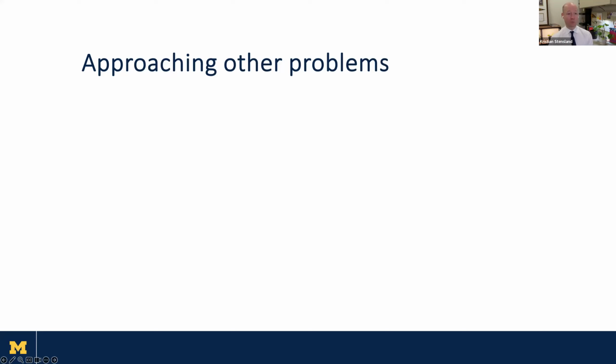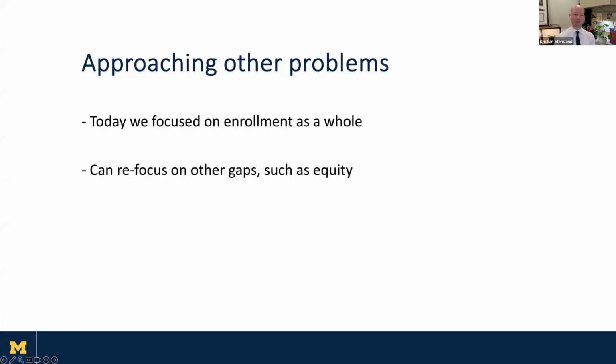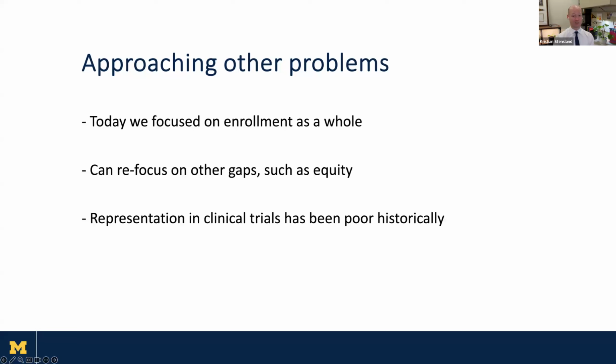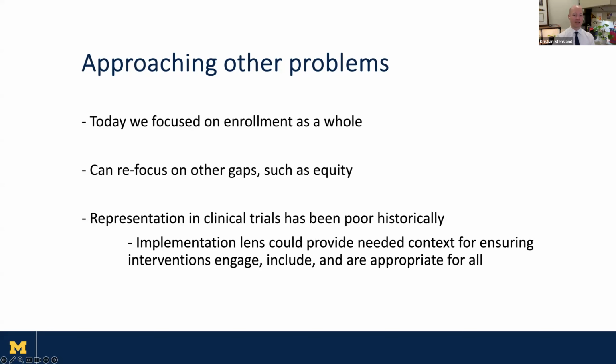Now, this also makes it possible to approach other problems within clinical trial conduct. Today, we focused on enrollment as a whole, but we can refocus this relatively easily on other gaps. Something specific that comes up a lot in clinical trials is this issue of equity. Representation in clinical trials has been really poor historically. And something we can do using implementation science is shift this from all enrollment to specifically assessing the context to ensure that interventions engage, include, and are appropriate for everyone.